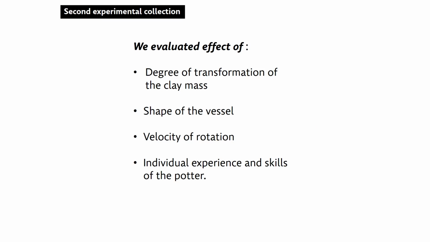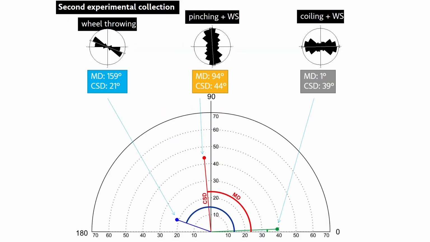In the second dataset, we focused directly on the distinction among different uses of the potter's wheel. In this dataset, we evaluated the effect of the degree of transformation of the clay mass, the shape of the vessel, the velocity of rotation, or the individual experience and skills of the potter. We also changed the way of plotting the data, which allows us to compare the combination of the 2 basic parameters, mean direction and circular standard deviation.